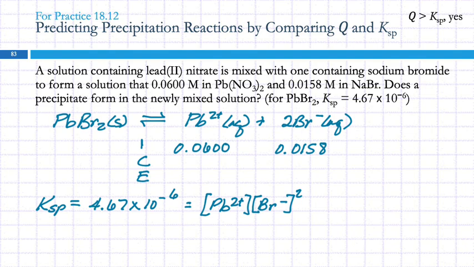Should I multiply that by 2? No, because what we've got here isn't coming from this. It's coming from this, sodium bromide. There's 1 mole of bromide for every 1 mole of this, and this is the concentration. So that's just what it is. Now we look at how things are going to change. We're not going to do that. We're just going to calculate Q.